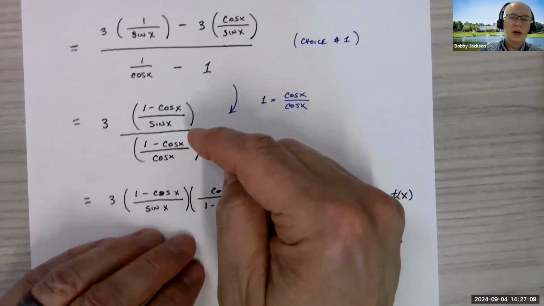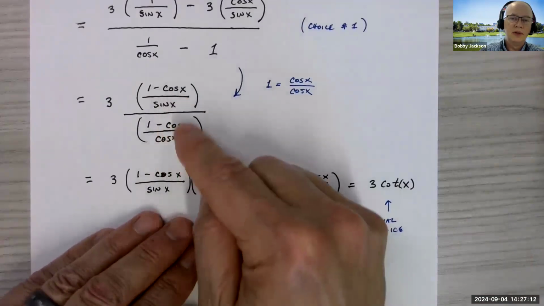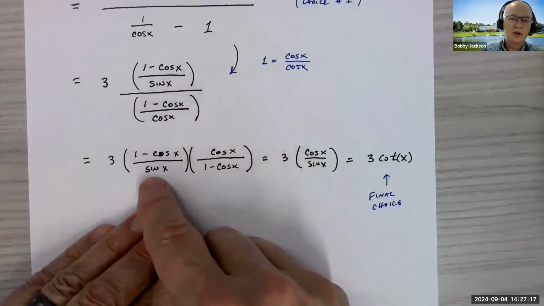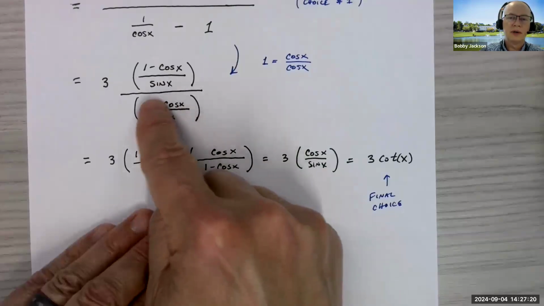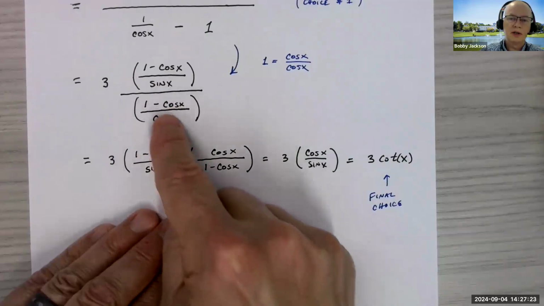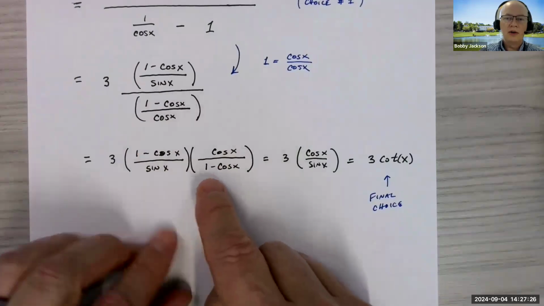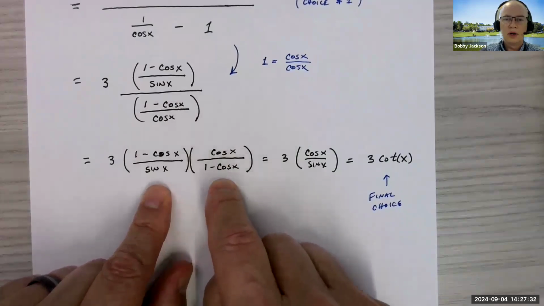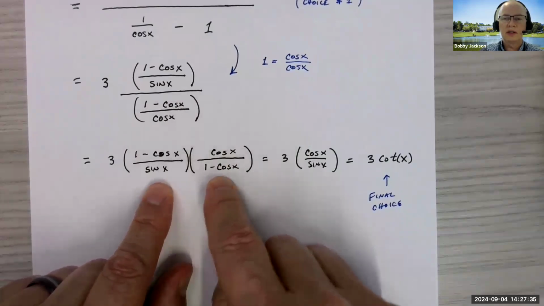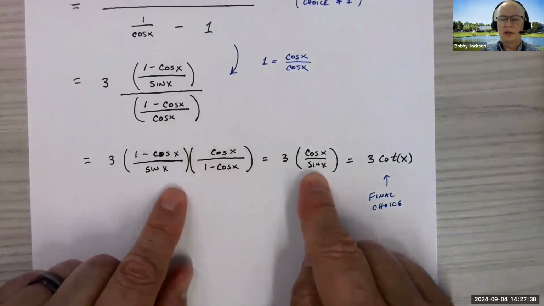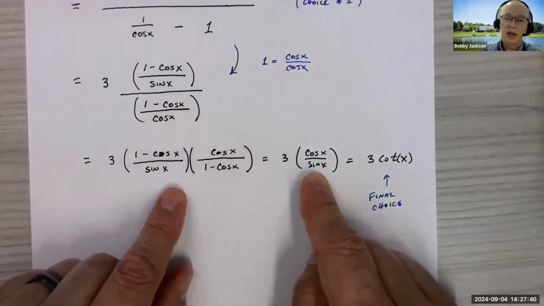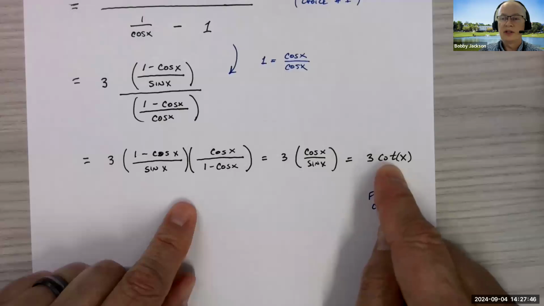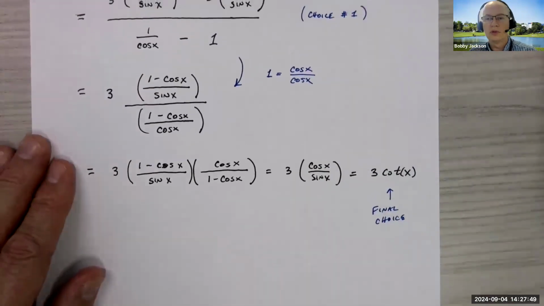And now I'm going to divide this fraction up in the numerator by this fraction. Remember, that's the equivalent of taking that fraction in the numerator and multiplying it by the reciprocal of the denominator. And then notice the 1 minus cosine of x factors cancel, right? You can divide numerator and denominator by 1 minus cosine of x, leaving just cosine of x divided by sine of x. Well, if you remember, that's cotangent x. And so the whole thing becomes just 3 times cotangent x. That's the last choice. Then you choose that in the multiple choice.